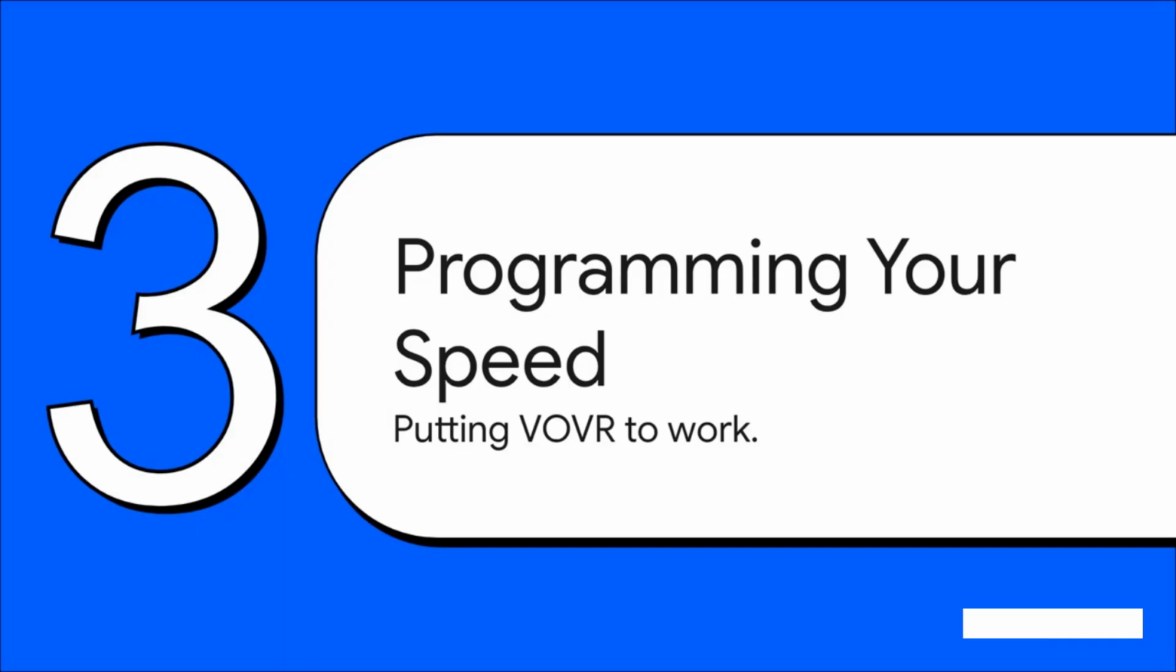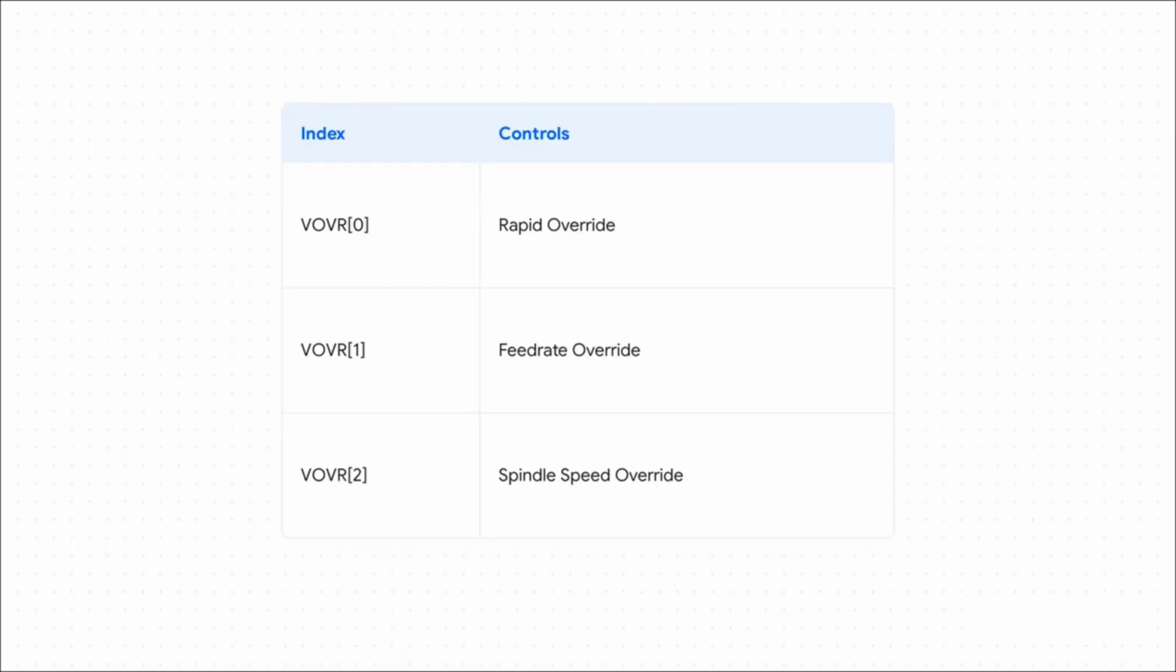Okay, so that's the what. Now for the how. Let's get into the nitty-gritty of actually using VOVR in a program. And you'll see, it's way easier than you might think. So the VOVR variable has a few different flavors or indexes. You've got index 0 for rapids, which is going to be our main focus today. Then there's 1 for your regular feed rate, and 2 for the spindle. Super powerful stuff, but right now we are all about taming that G00 rapid speed.